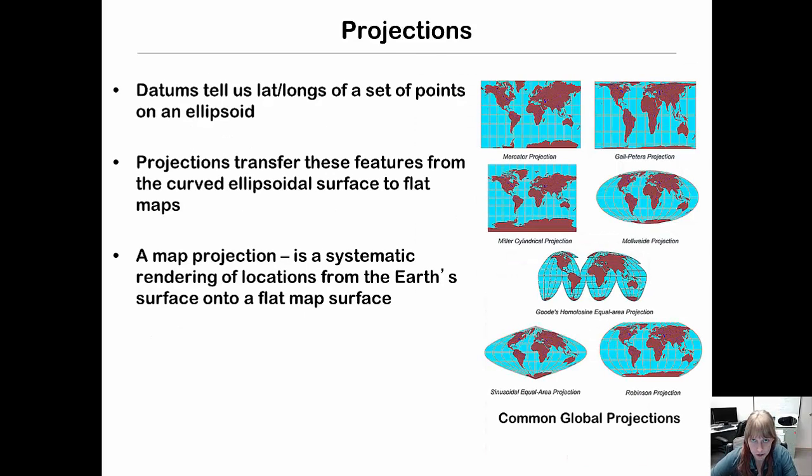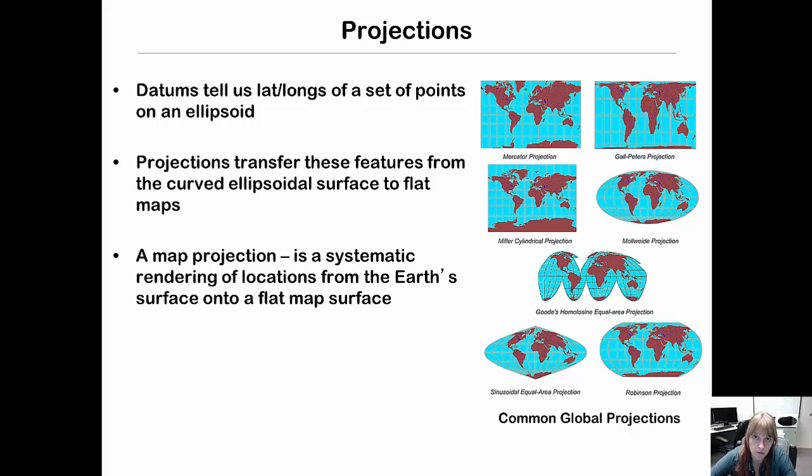So this brings us to projections. Datums will tell us the lat-longs of a set of points on an ellipsoid, and that set or reference base will differ based on your datum. But projections will actually transfer those reference points from the curved ellipsoid that they're derived from onto a flat surface. So that's what a map projection is.